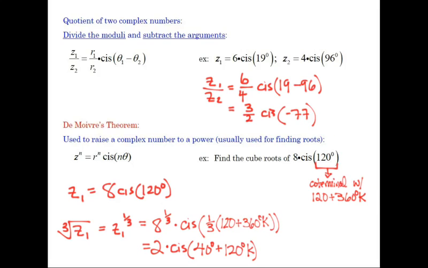And so at this point we just plug through it, and if I actually wanted the values, I would plug in values for k. I could plug in 0, I could plug in 1, I can plug in 2, and that's going to give me my actual roots for this complex number.